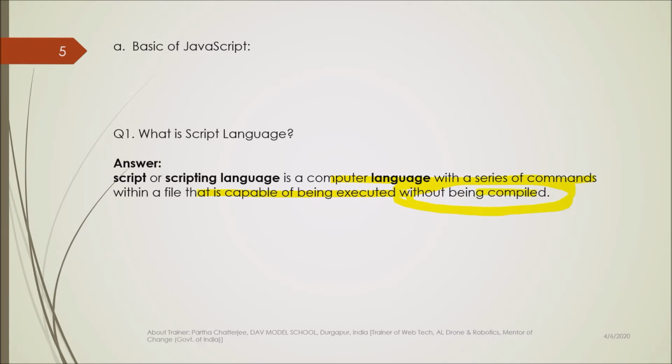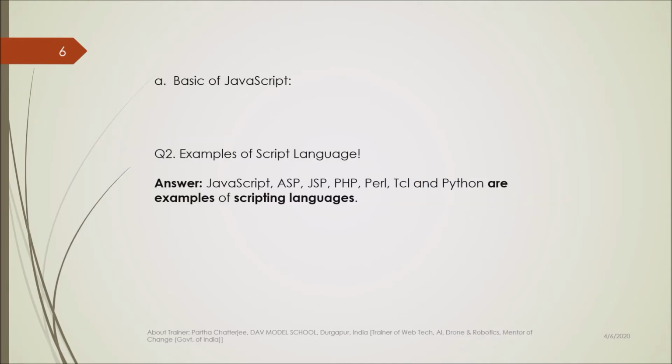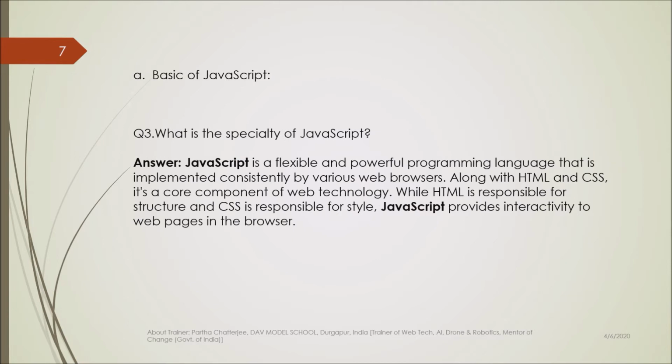Okay, so question number 2, examples of scripting languages. Other than JavaScript, which we are learning and is obviously an example, there are ASP, PHP, Perl, and the very famous Python. These are also examples of scripting languages.